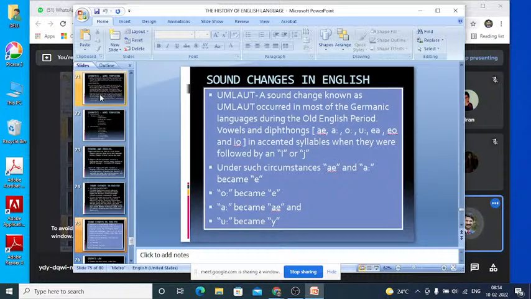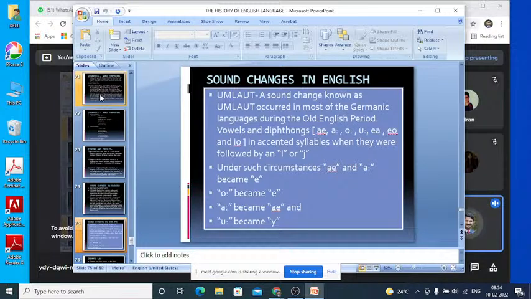So this is the important fact you need to keep in mind about umlaut, and I can give you more ideas about what's happening further as the language is developing. So now you have the vowels and the diphthongs undergoing some changes, and as a result of those changes you have changes in vocabulary items as well.